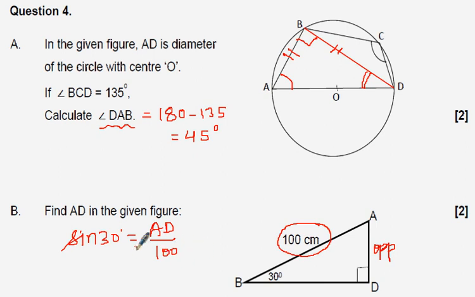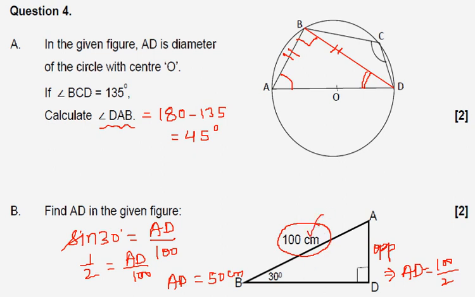And sine 30 is 1 upon 2. So 1 upon 2 is AD upon 100. So your AD will be 100 upon 2. So AD is 50. AD is 50 centimeter. Meter it is, or centimeter? It is given in centimeters, so centimeter.